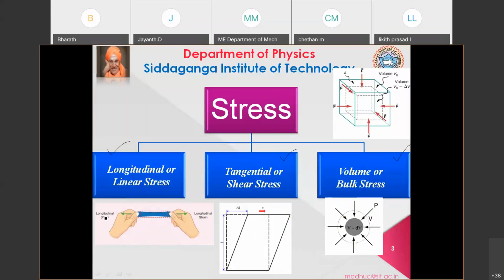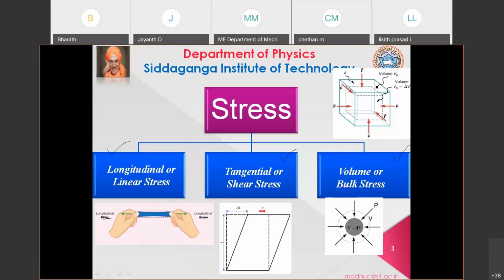When you apply the stress in one dimension, this has to be stress. I think this is wrong, so this is longitudinal stress. This means there is force in one dimension, only the force in the length. When you take the tangential or shear stress, the force acts in two dimensions, one is the length and then the width. For the last one, as I gave the example of your football or basketball, the volume is changing, so we call it volume stress.